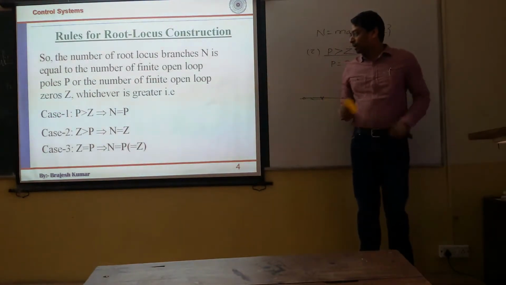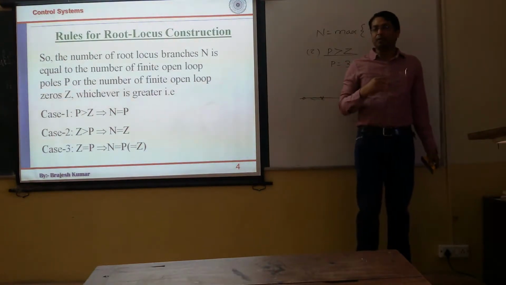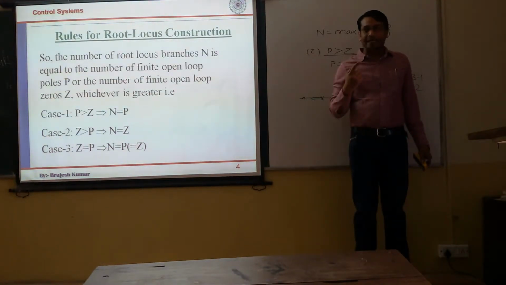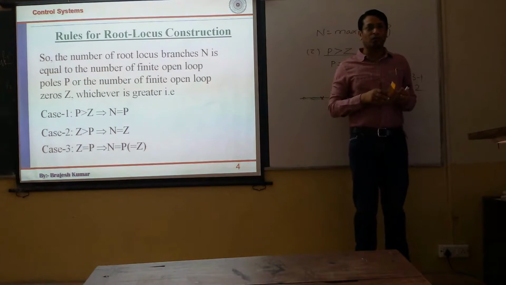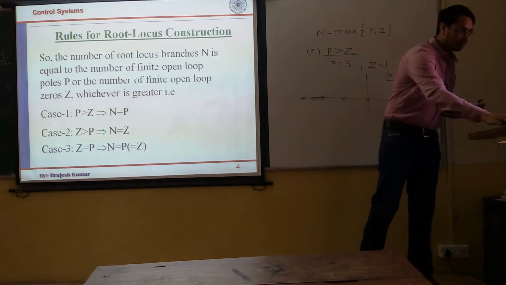In a similar way, in case 2, suppose for any unrealizable system Z is greater than P, so Z minus P branches will lead to infinity. Okay, along which line it will go to infinity, we will see.